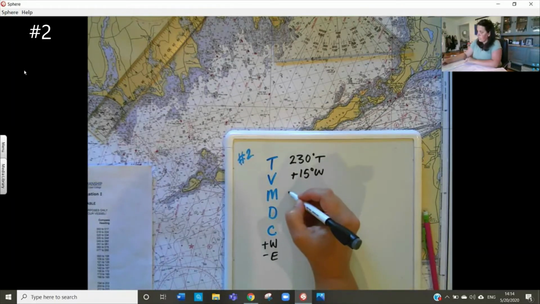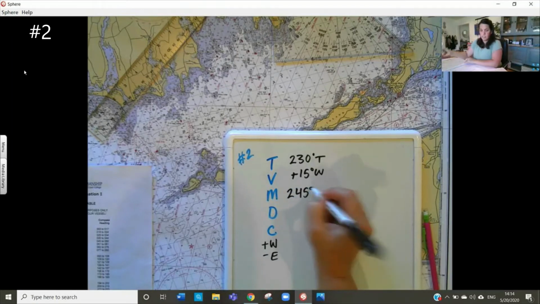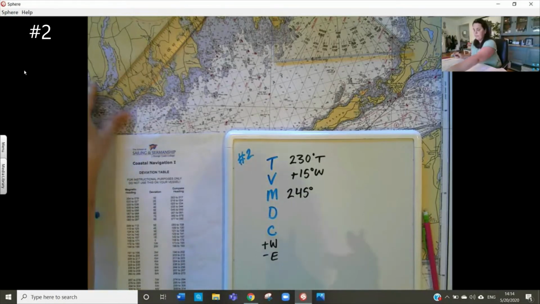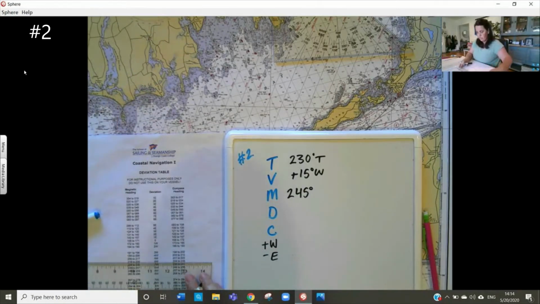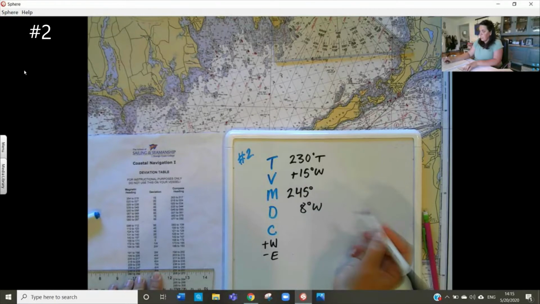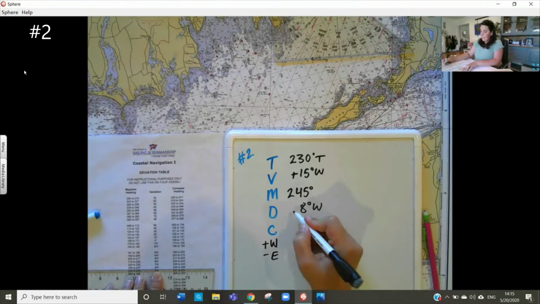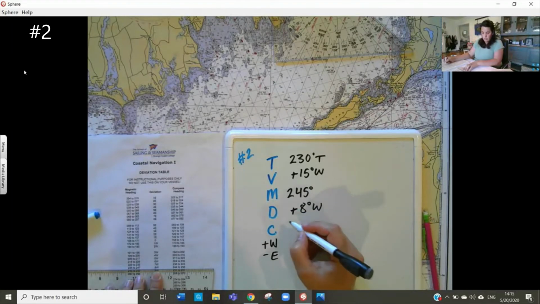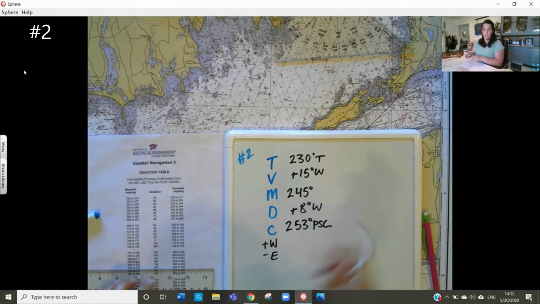And so we're going to get our magnetic. Oh, it's west, so we're going to be adding that. So we have a magnetic of 245 degrees, and then we go to our deviation table in order to get the deviation. Our magnetic is 245, so our deviation is going to be 8 west. It's west, so we are going to be adding it, and we get a compass course of 253 degrees PSC. So that is our answer to number 2.